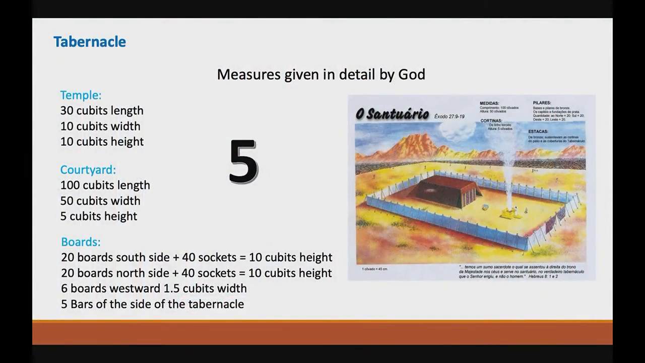This is a panoramic view of the sanctuary. Remember, these measures were given in detail by whom? By God. How many times do you notice the number 5 here in this picture? This information, or multiples of 5. You see the measurements of the temple, it's multiples of 5. Measurements of the courtyard, it's multiples of 5. And the boards, multiples of 5 also.